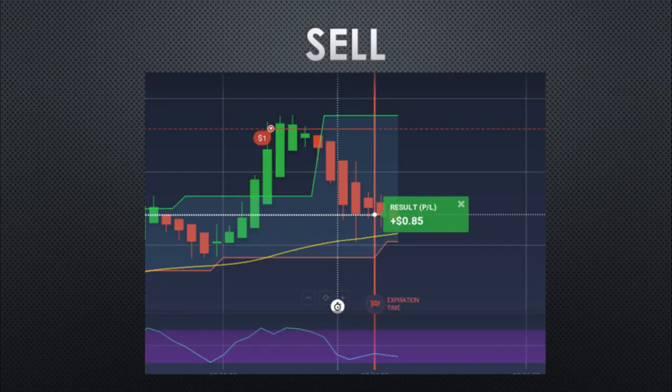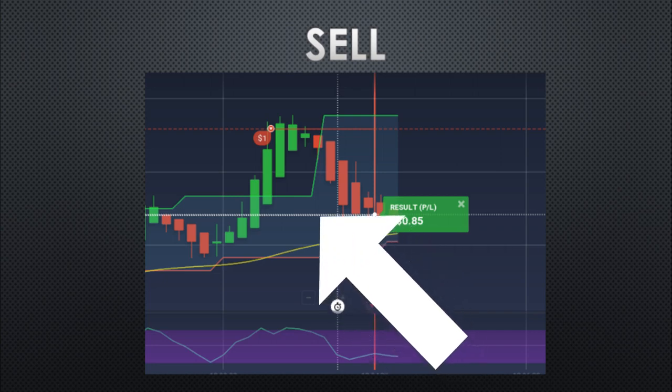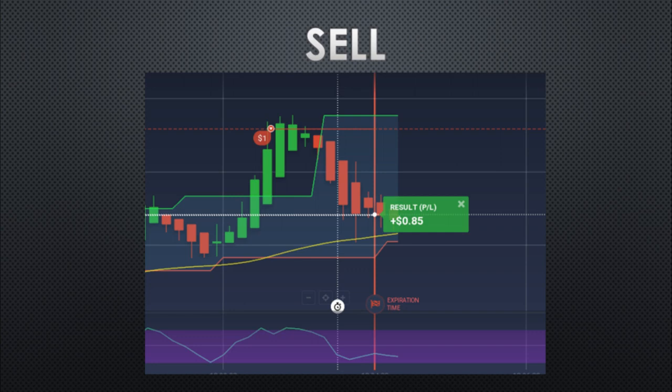Sell. To sell, the Williams' percent range indicator must indicate that the price is in the overbought zone. That is, the light blue lines must be touching the top of the purple rectangle or even leaving it. At the same time, the candle must be above the moving average. When some green candles start to break above the bands of the fractal chaos bands indicator, we make a 1 minute sell.